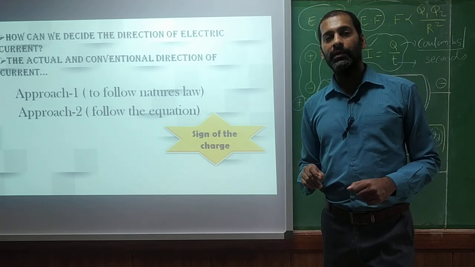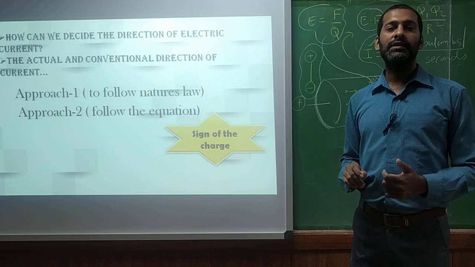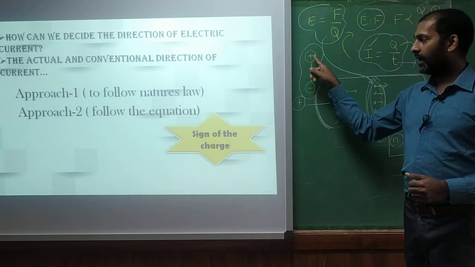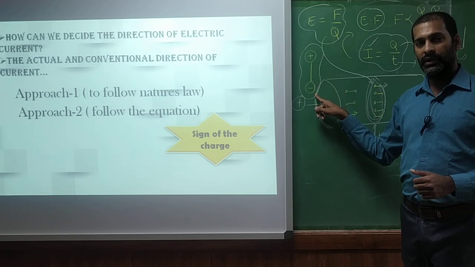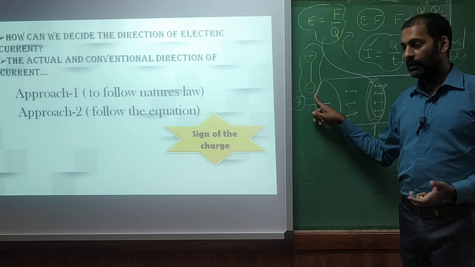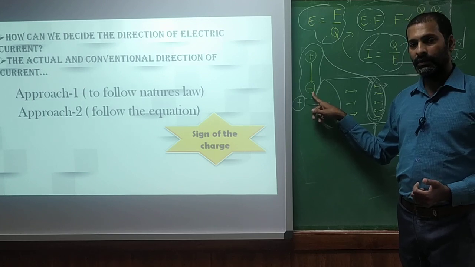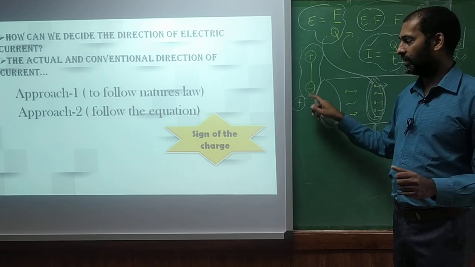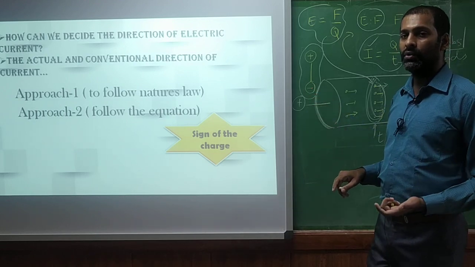But for mathematical purposes, we consider the conventional direction of current, which follows Nature's law that everything should flow from positive to negative. So when you solve the mathematics of wires and elements, you will use the direction as positive to negative. But what is the actual direction? The actual direction is from negative to positive.